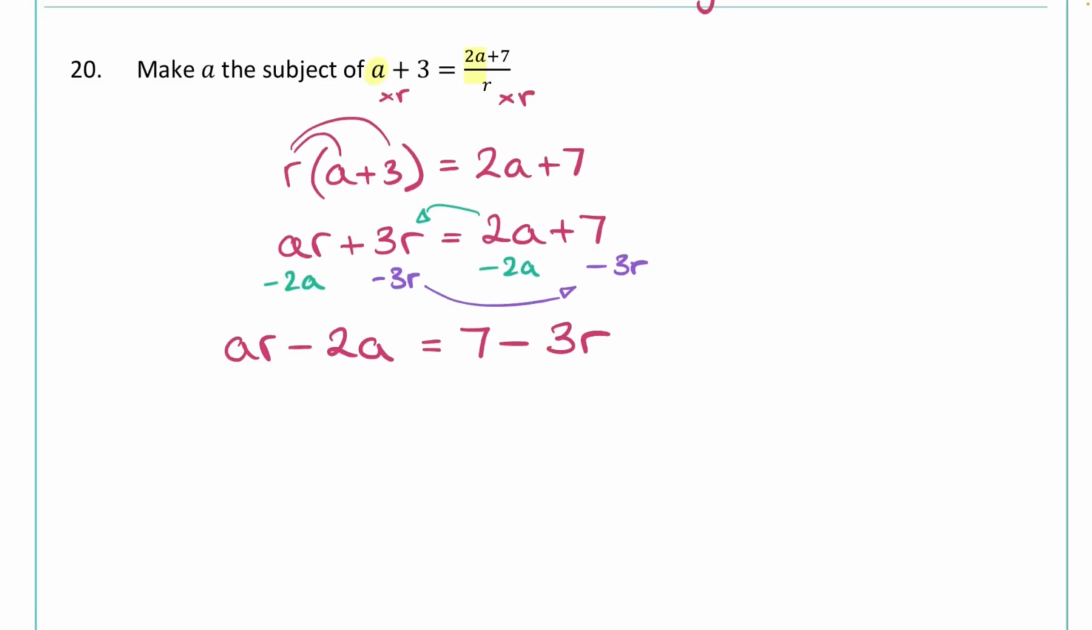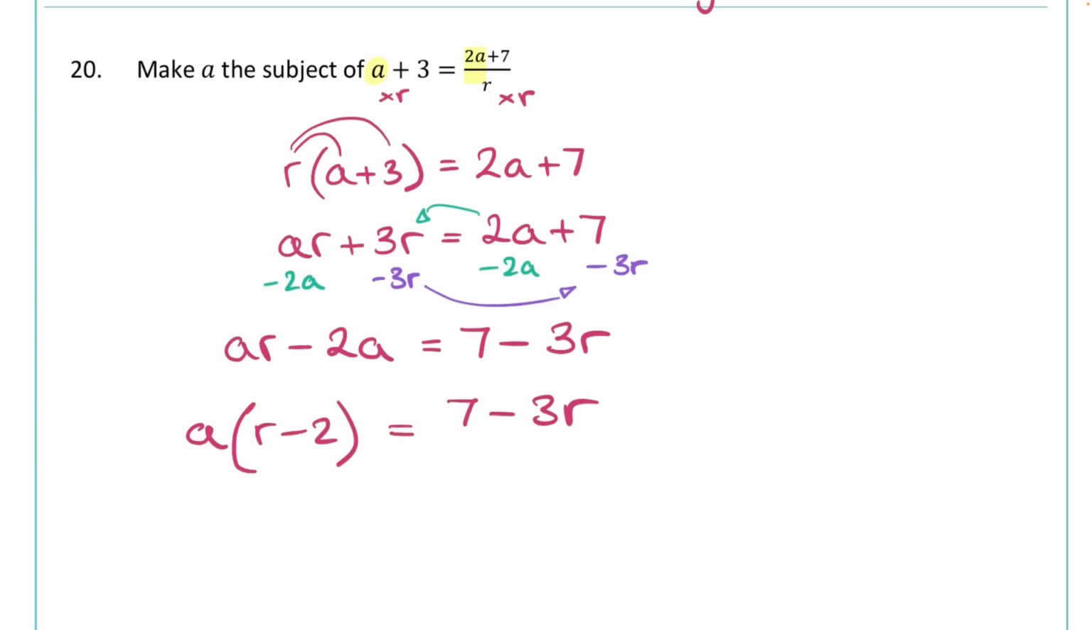From here, I've only got one step to get close to finishing it now. I just need to factorise the A out. I get R minus 2. As we've just factorised A out, A times R is AR, and A times 2 is 2A. That's equal to 7 minus 3R.